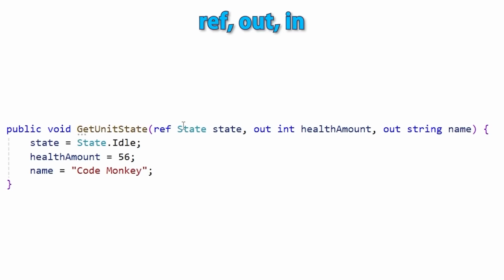Next, a lecture on the keywords ref, out, and in. These are really useful. They help you get more data out of a function than just a single return type. And they also help you work with types as references, even if they are value types.